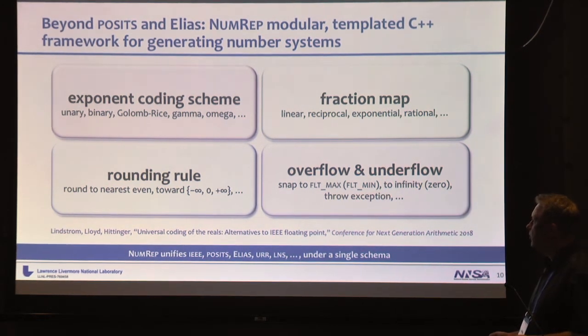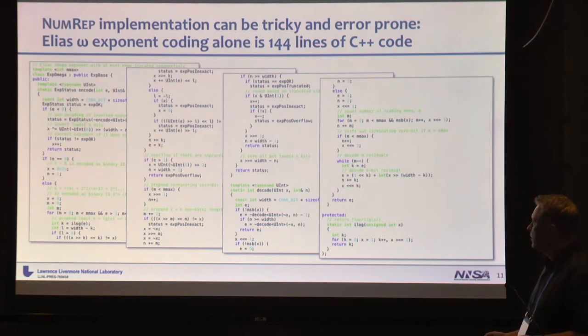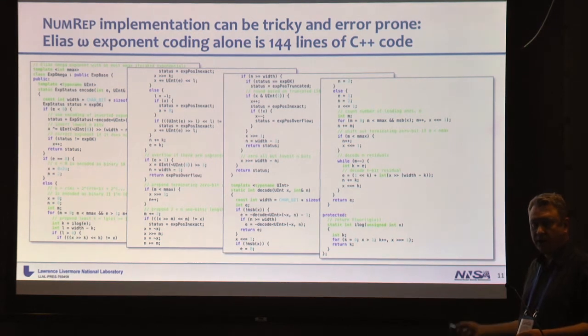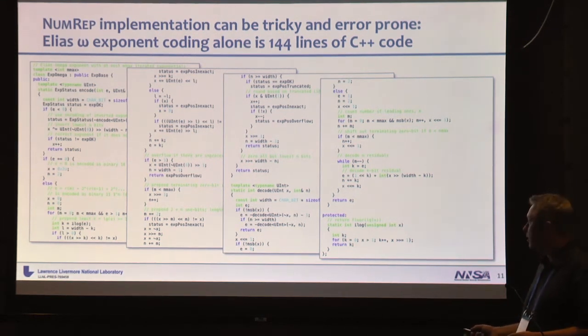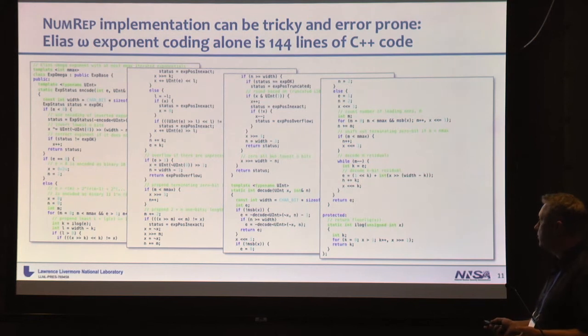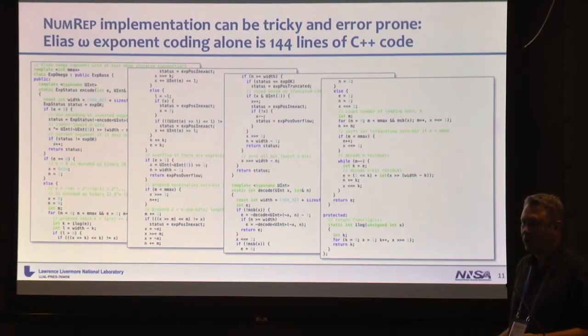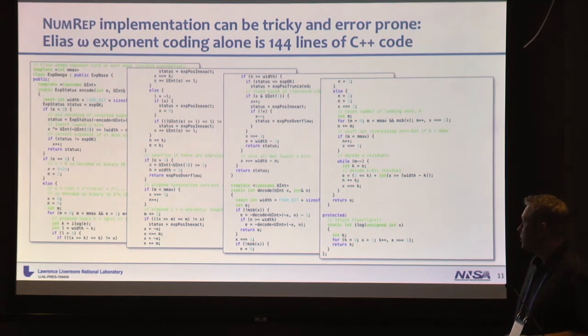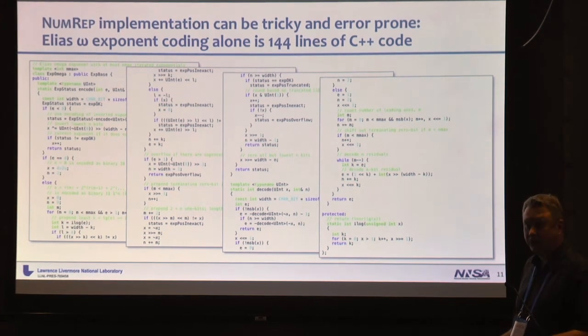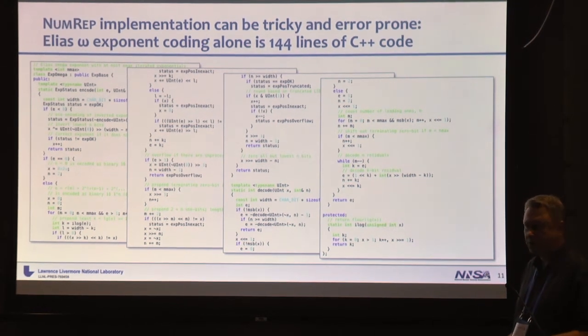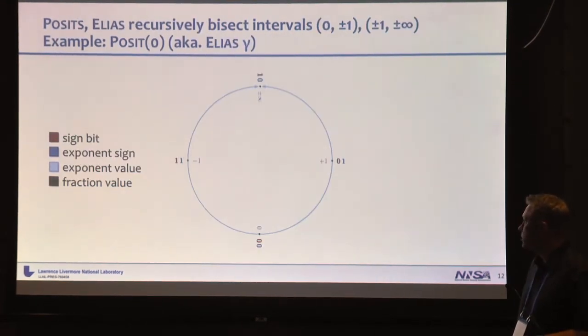But as it turns out, if you were to actually implement this, it might look something like this. This is the code that we provide for the encoding and decoding of the Elias omega exponent. It's about 144 lines of code. You get any one of these lines wrong, then you've got a tough debugging problem to deal with. So what I want to present today is a much simplified view of this and a much simpler framework for building number systems.